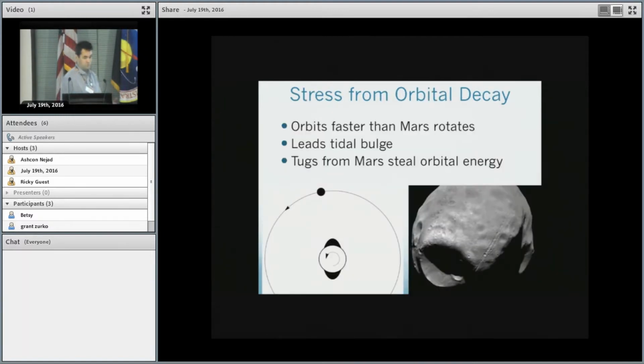So then we first wanted to look at what happens as Phobos orbitally decays into Mars. Because Phobos is orbiting inside the synchronous rotation limit, it's moving faster than Mars is spinning, and it raises a small tide on Mars. That tide lags behind Phobos and steals some energy from its orbit slowly, and as it steals energy, the orbit decays and gets smaller and smaller until eventually it will hit Mars.